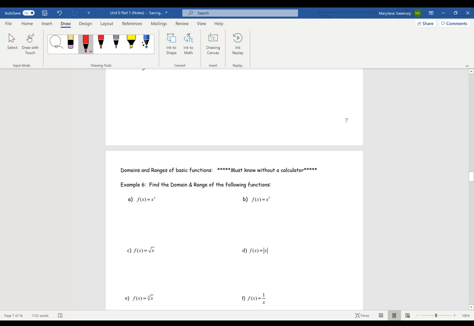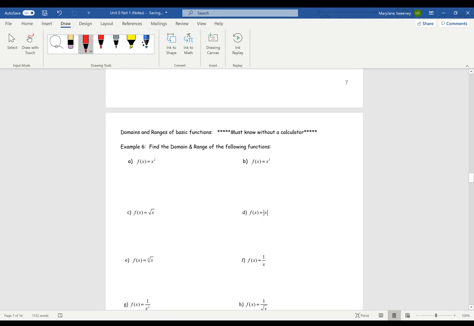Okay, domains and ranges of your basic functions. These are things you should really know from last year. Like you should know this is a parabola, right? If you needed to do a sketch, you could do a little sketch. Domain is all reals. Range is hard bracket 0 to infinity, or you could say y greater than or equal to 0.